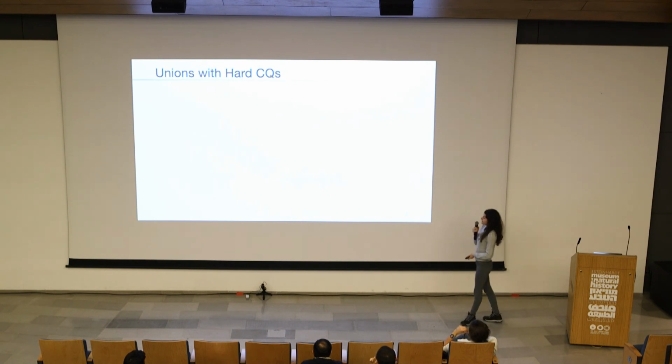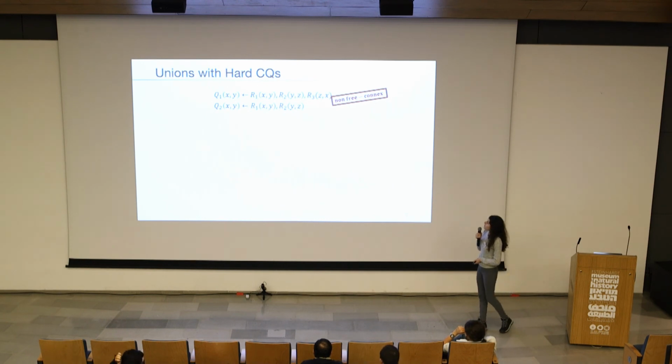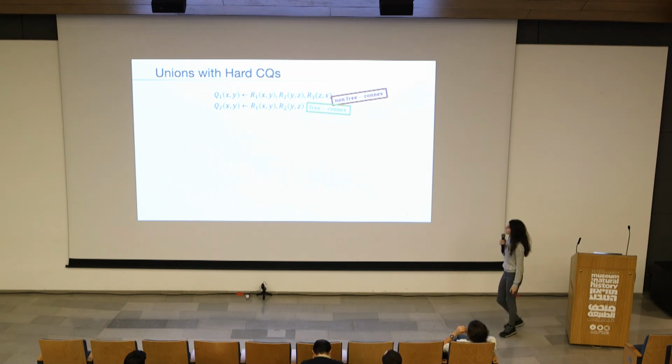Another interesting question is what happens when the union contains a hard query? Here's an example. The first query is hard, it's not free-connex. So there's this R2, R3 part over there. We can reduce matrix multiplication there. And the second query is easy. It's free-connex, it's just two relations and no projection. And the projections are on the side, they don't bother us.